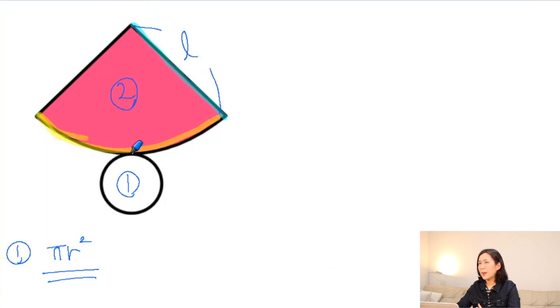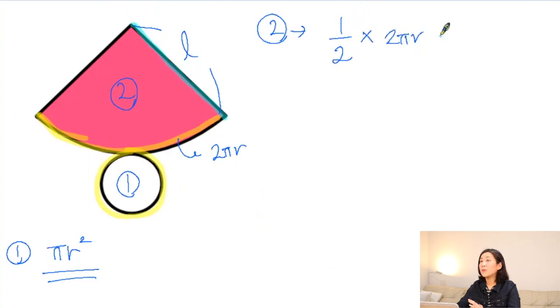And then the yellow part, have a look at it. Yes, the yellow part is the circumference of the circle, right? So we know that the yellow part is 2 pi r. Now, when you have this pink shape, the formula for finding the area of the pink part is half of the slant height times the yellow part, that's the circumference of a circle. This is the way you calculate the pink part.